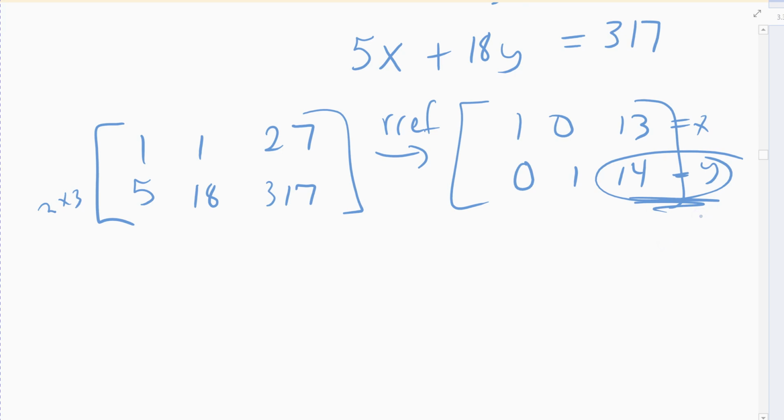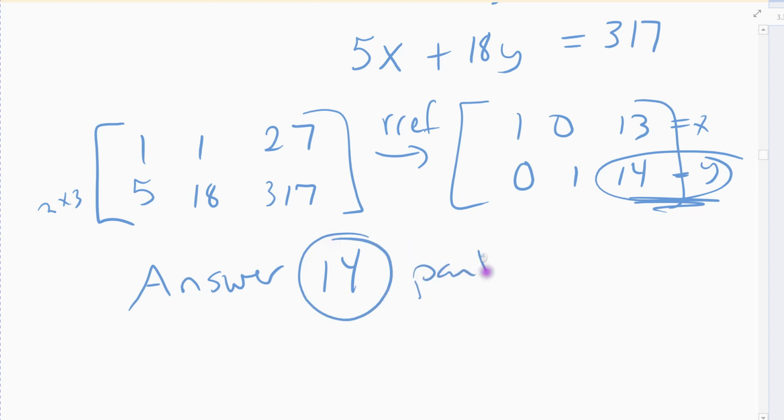They do this a lot in the final exam, where they only ask you for one part. And the same thing will be true on your WebAssign and on quizzes. So we find all of the answers, but only one of them is asked for, and so you only give the one they ask for. The answer they're looking for is 14. There are 14 pants sold. We don't care that there were 13 t-shirts, other than to get the answer.